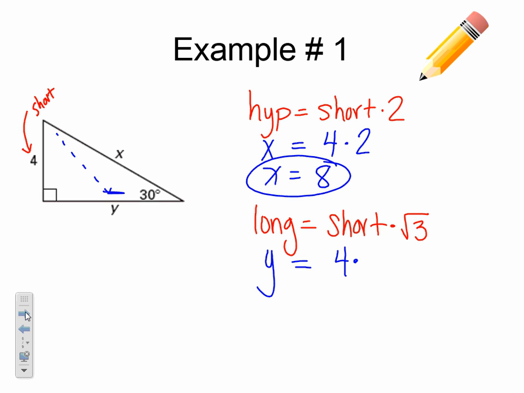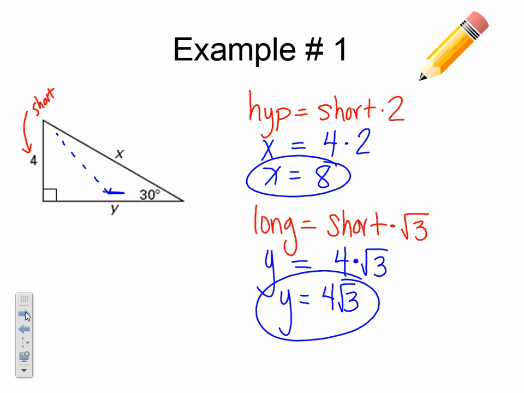And then if I put times square root of 3, now if I simplify what I have there, it says Y equals 4 times the square root of 3, which is the same thing as 4 square roots of 3. So there's my X value and my Y value using my 30, 60, 90-degree triangle relationships.